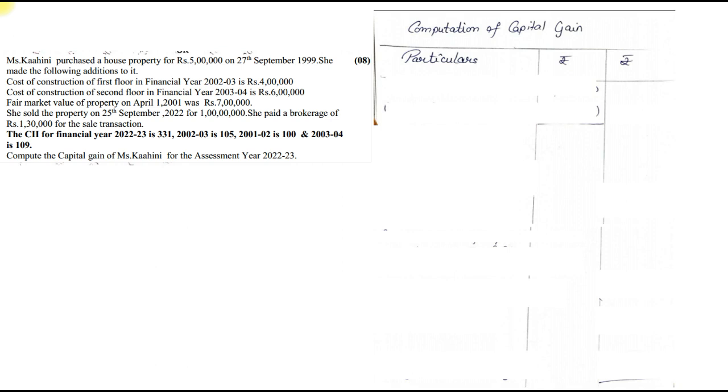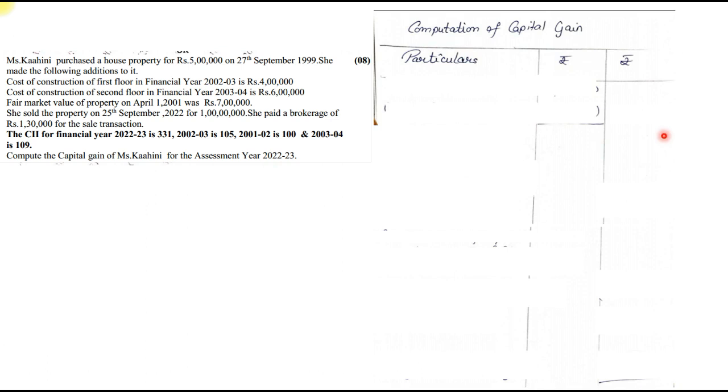She sold the property on 25th September 2022, that is in the previous year, for 1 crore, and she paid a brokerage of 1,30,000 for the sale transaction. They are also giving you the cost inflation index, that is CII, for those particular years. Compute the capital gain of Ms. Kahini for the assessment year 22-23.